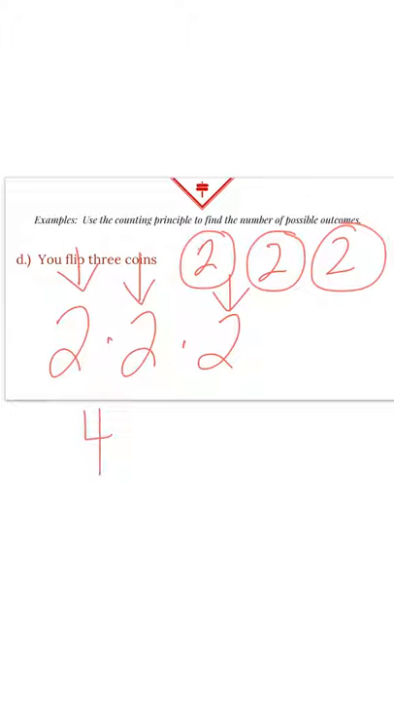2 times 2 is 4, so you multiply that times 2, which means that you have 8 possible outcomes.